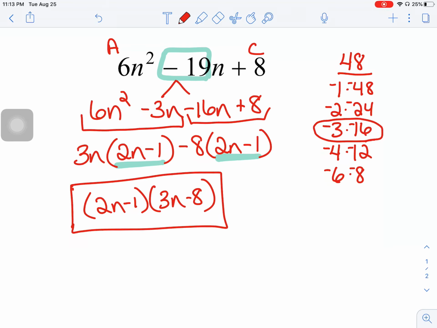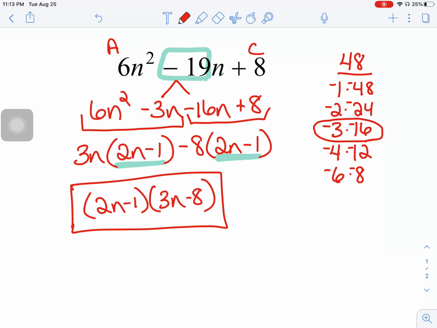So that is the AC method for factoring. Okay, and you end up at the end, when you have your two factors, the order that you write them doesn't matter. So you could have 3n minus 8 and then multiply times the factor of 2n minus 1. The other thing to be aware of with this problem is, if you wanted to check it, you could multiply your two binomials together to make sure you get back to the original.